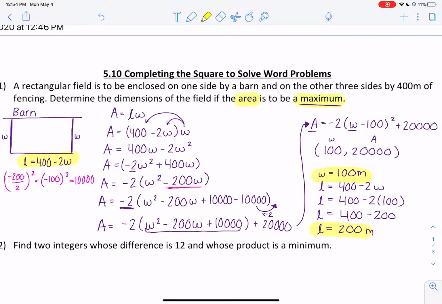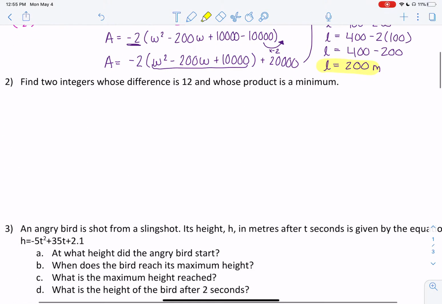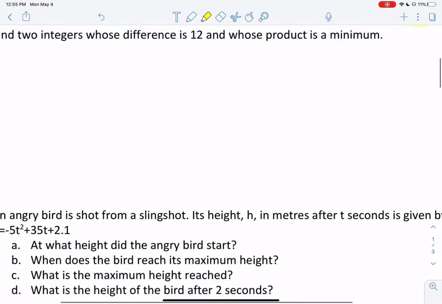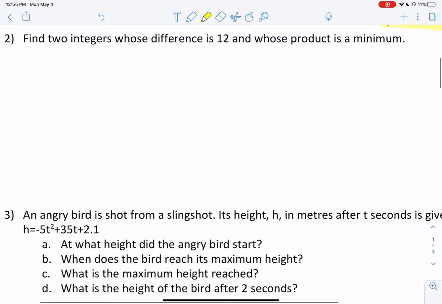Okay, let's start with our second example. So that's an area example. Now we're going to do a number example. So we want to find two integers whose difference is 12 and whose product is a minimum. So the wording here is kind of confusing.